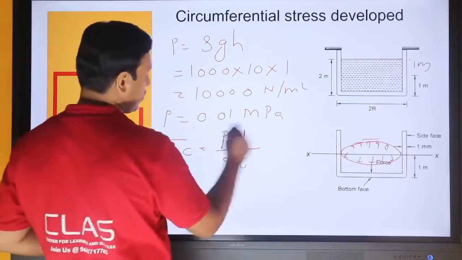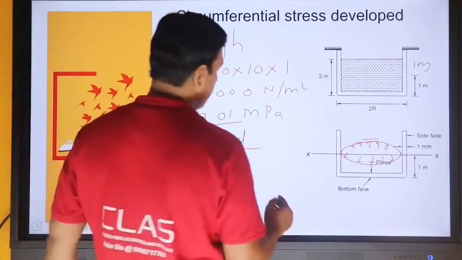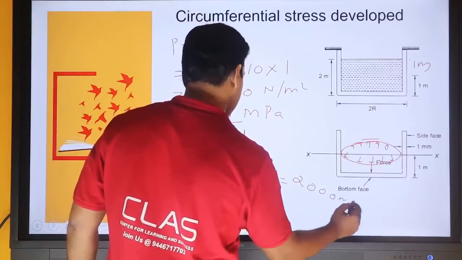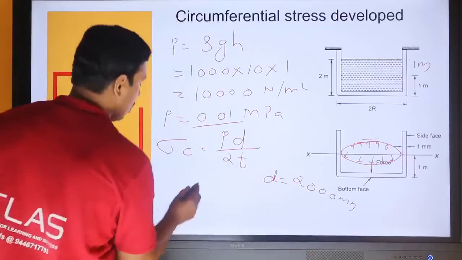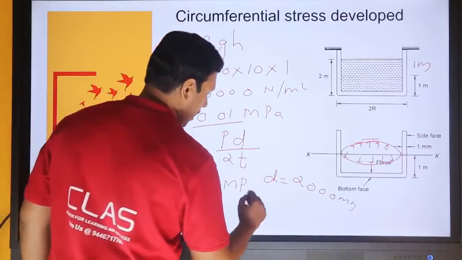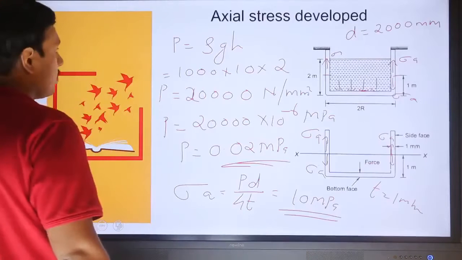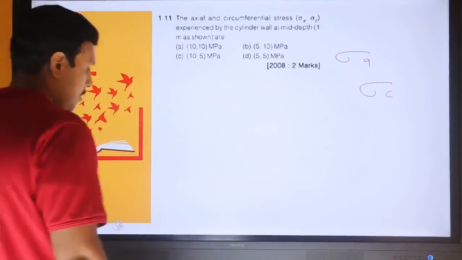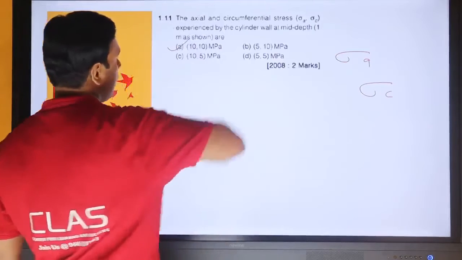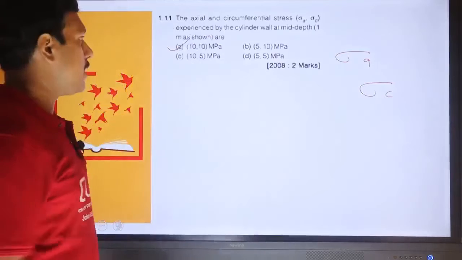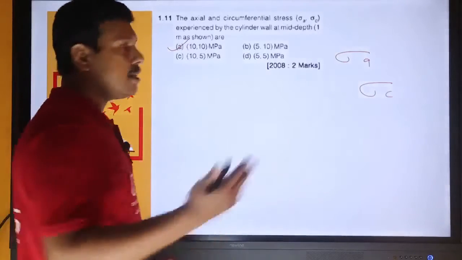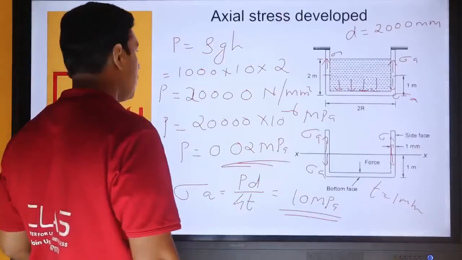P is equal to 0.01 megapascal, diameter D is equal to 2000 mm, and T is equal to 1 mm. Solving, we get 10 megapascal. So the answer is 10. Therefore option A is correct, 10 megapascal. Axial stress is 10 megapascal. Circumferential stress is also 10 megapascal.